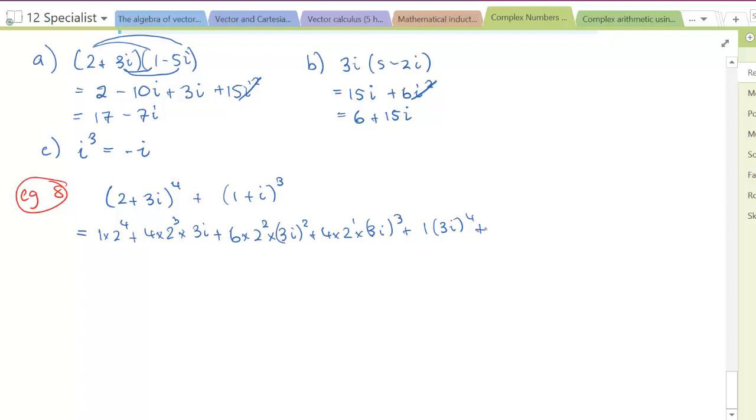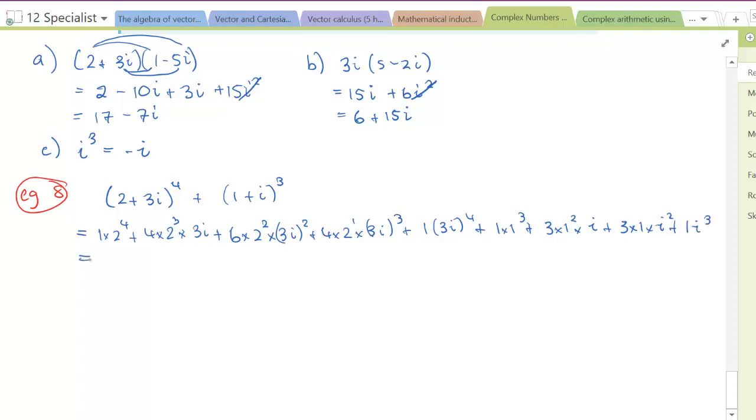Now when we expand 1 plus i to the power of 3, the coefficients are 1, 3, 3, and 1. So we have 1 times 1 to the power of 3. We have 3 times 1 squared times i. We have 3 times 1 times i squared. And then we have 1 times i cubed.